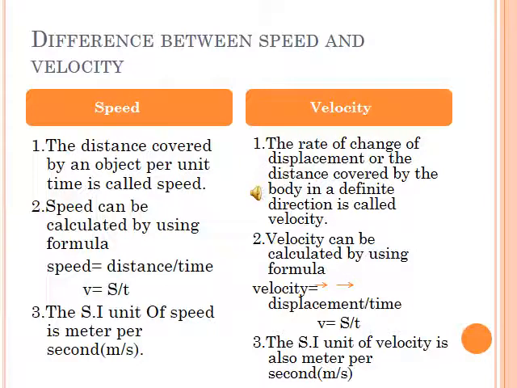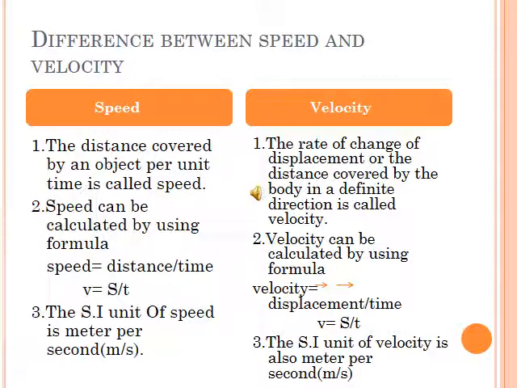Now, students, we see the difference between speed and velocity. What is speed? The distance covered by an object per unit time is called speed. And what is velocity? The rate of change of displacement or the distance covered by the body in a definite direction is called velocity.